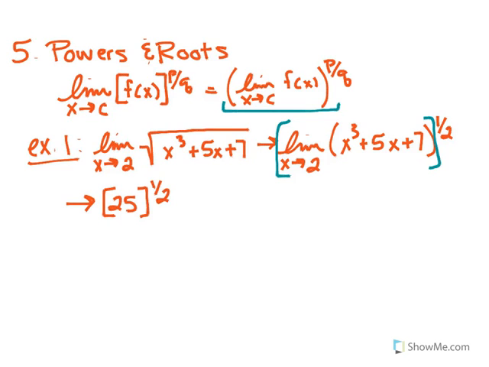So this is now asking us, what is the square root of 25, which we know the answer to be 5. So that's all you have to do when you get square roots. So you can always do the square root at the very end after finding the limit of everything inside of it first.